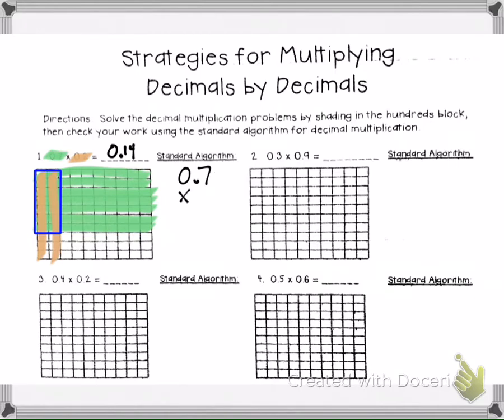Let's check with our standard algorithm. Step 1 is to ignore the decimals, multiply as if they were just whole numbers. So there's no 0, there's no decimal. It's just 7 and 2. So 7 times 2 is 14. Done. Step 2, the bubbles.